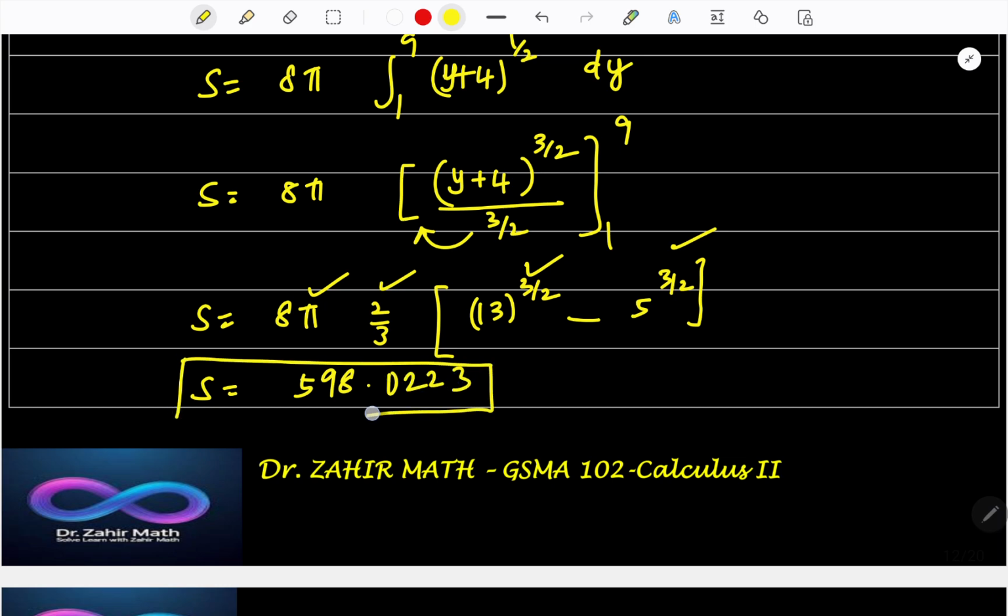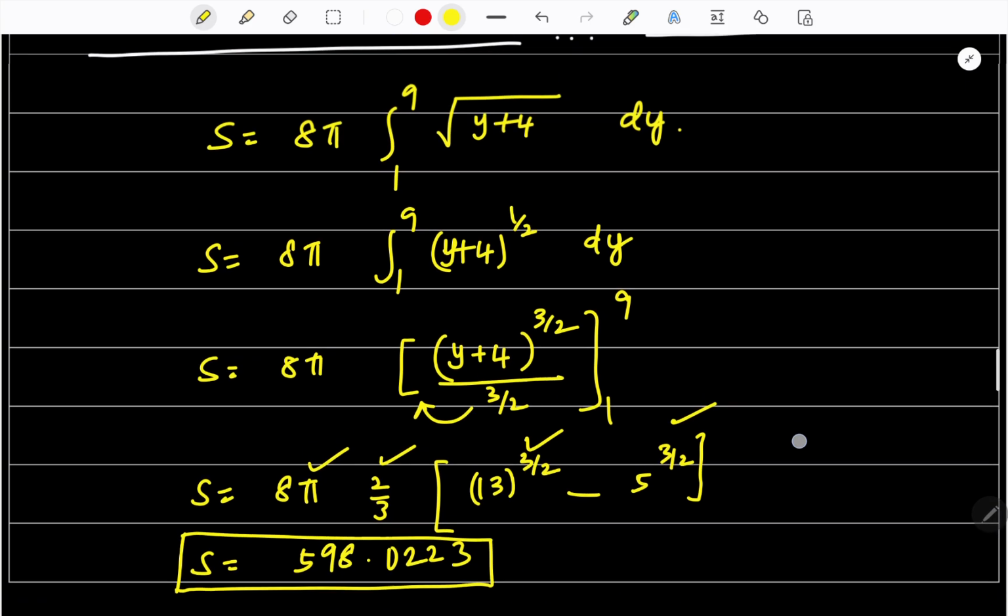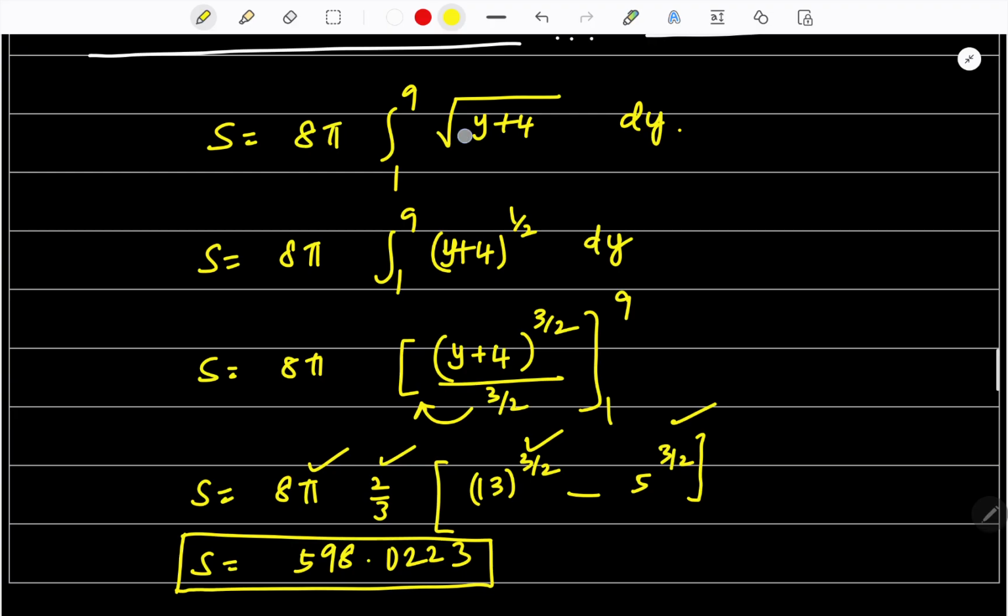598.0223. Why then does the teacher use the substitution method? Sometimes the coefficient of y is not exactly equal to y. Maybe some constants will be there. How?